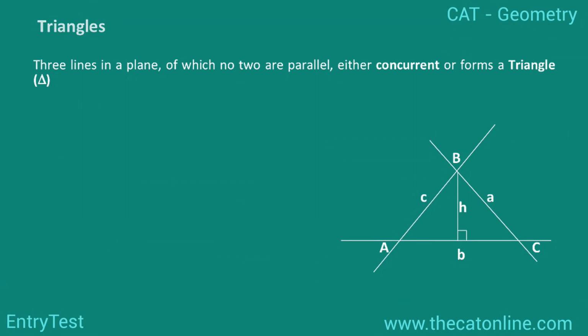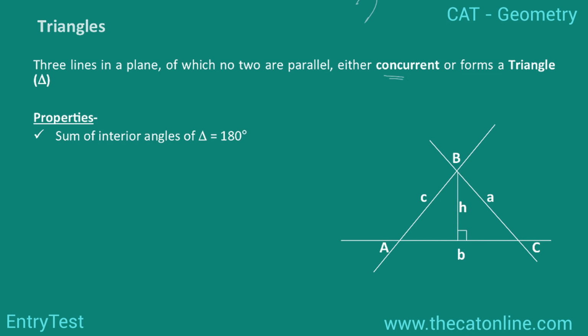A triangle is any three lines in a plane, of which no two are parallel and no three are concurrent, forming a triangle. So a triangle is formed with three lines in a plane. It has three sides and three interior angles. There are certain properties of a triangle that you always need to keep in mind while doing questions.